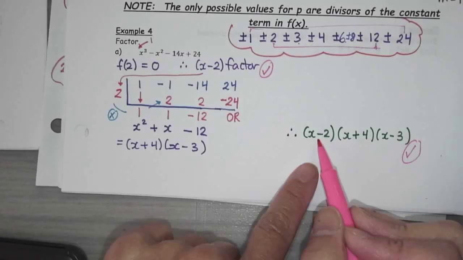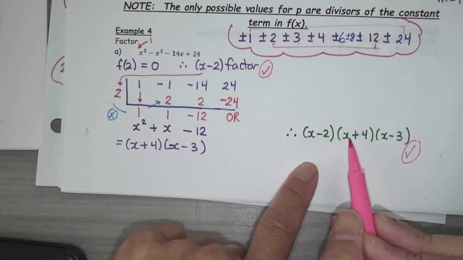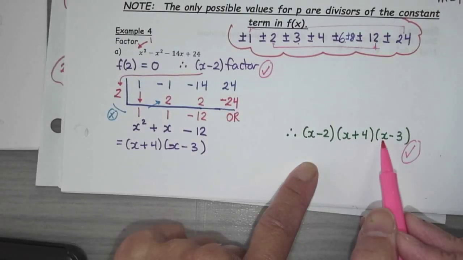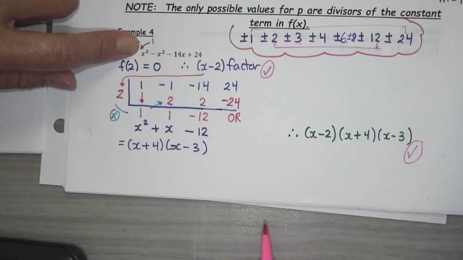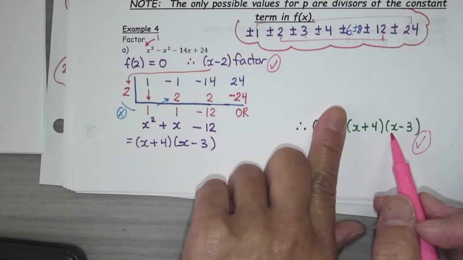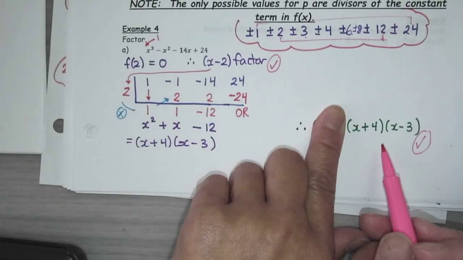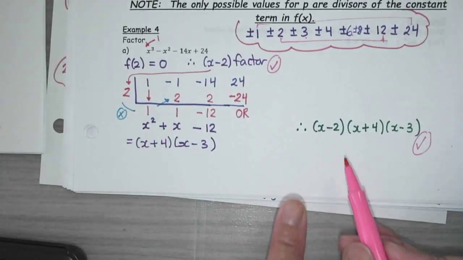Double check. This has a degree of 1, 2, 3. My original question has a degree of 3. We're good to go. You should know you're wrong if you wrote down only 2, because you'd be like, wait, that's a quadratic? No, it's a 3, so make sure you write down all 3.